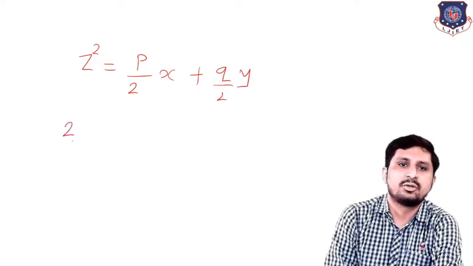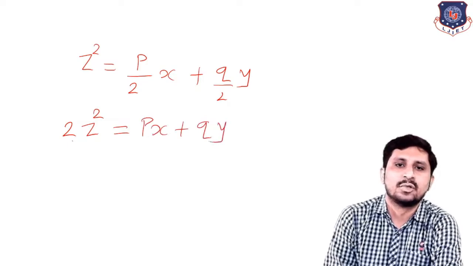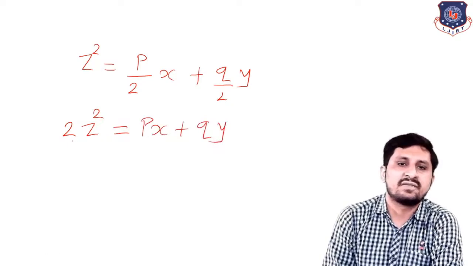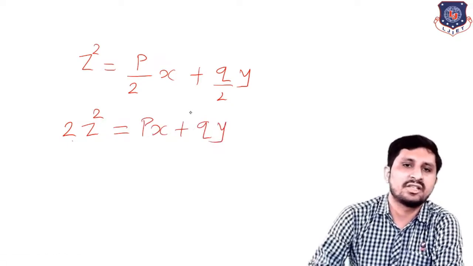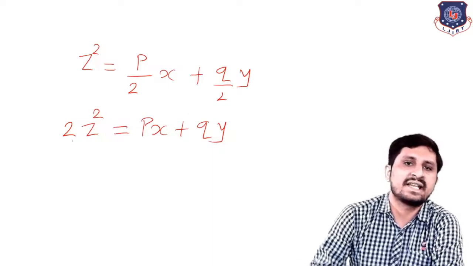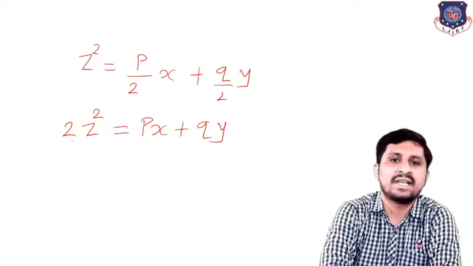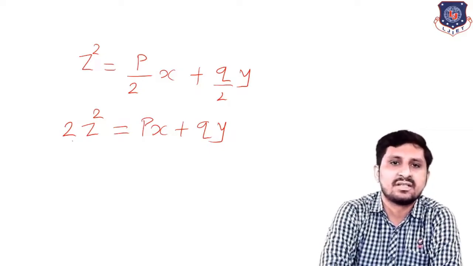So that's why 2z square is equal to px plus qy. Okay, so this is our partial differential equation from the given equation. So in this lecture we discussed how we can find a partial differential equation using the elimination of arbitrary constants. So thank you.